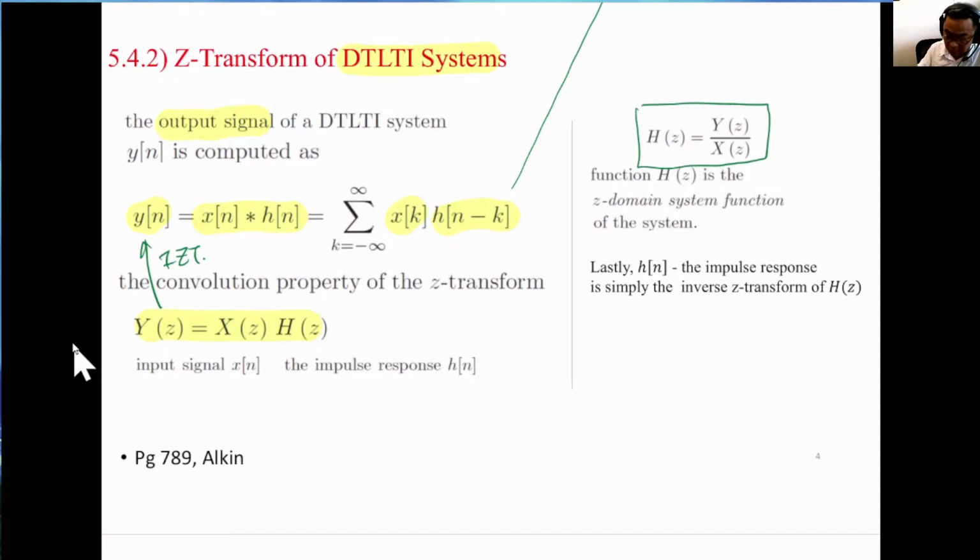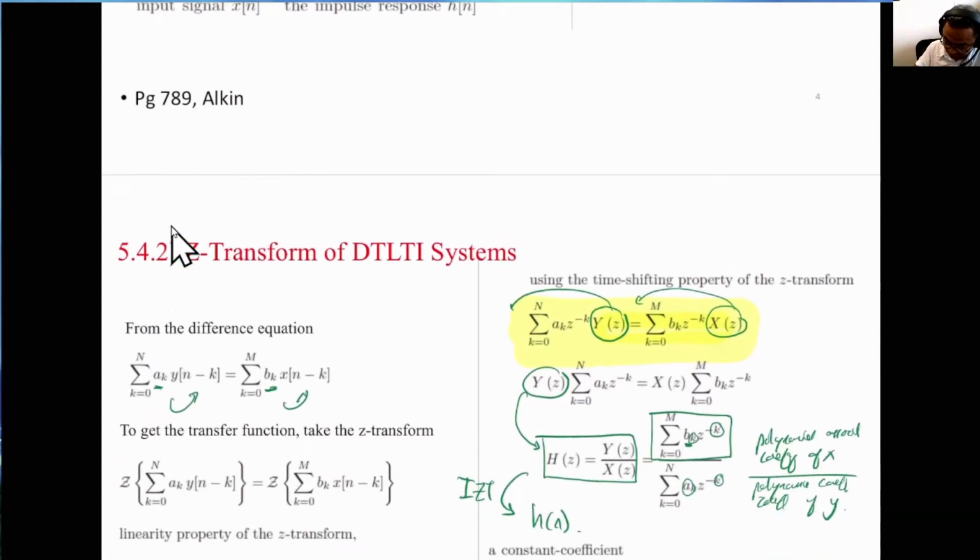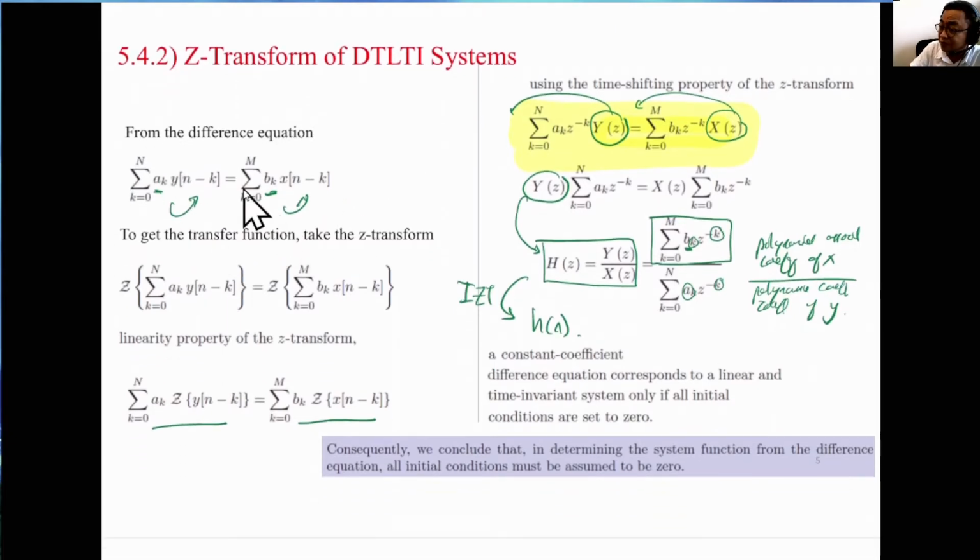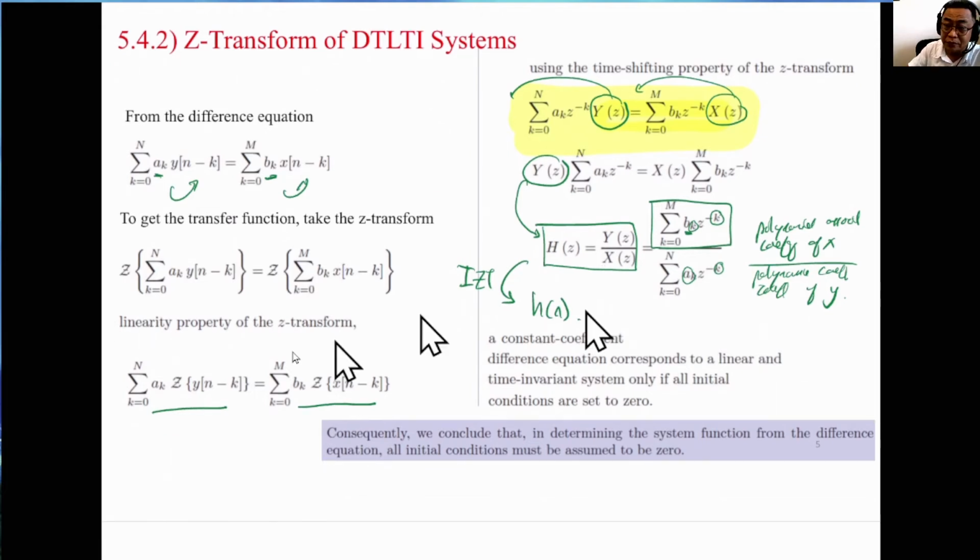So in these two pages, we have seen how to reconcile the convolution equation, x of n convolving with h of n to get y of n, as well as starting from the constant coefficient difference equation to get H of z. In the next page, we'll give you some examples.